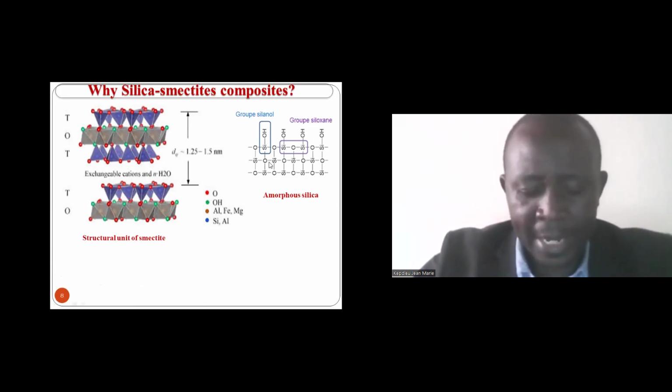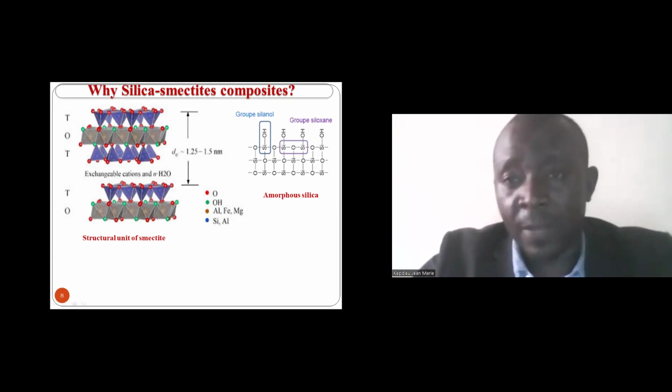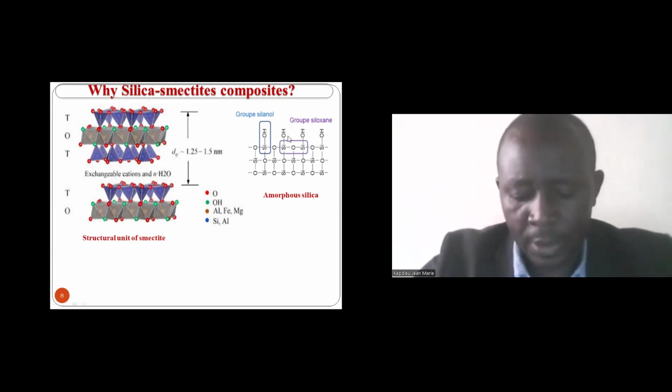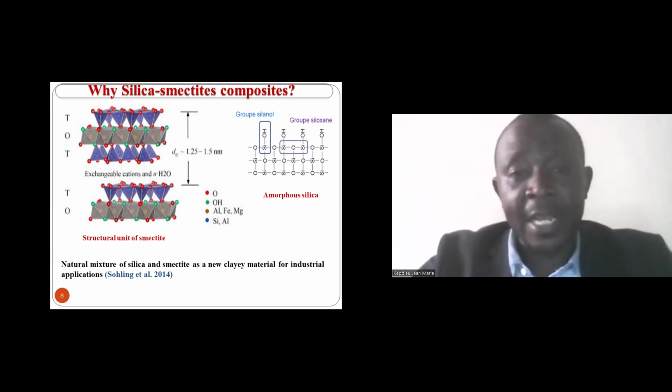We also know that silica has some advantages: it has low toxicity, high reactivity, and also gives the possibility for functionalization. And some previous work, the one of Solin and collaborators in a paper published in 2008 and 14, titled Natural Mixture of Silica and Smectite as a New Clay Material for Industrial Application, came up with the potential uses of silica smectite mixture.